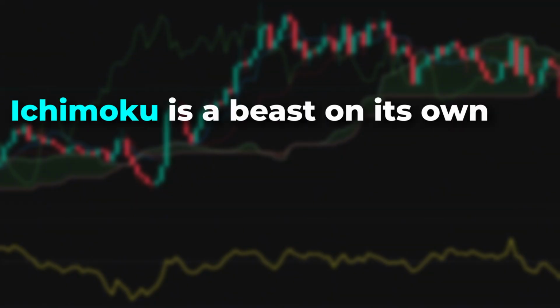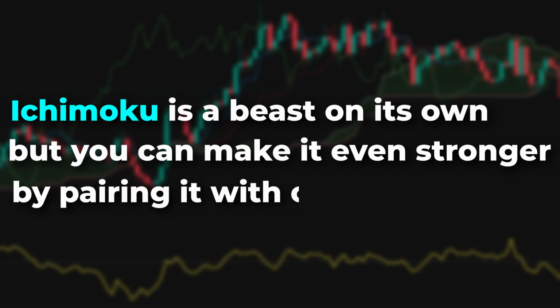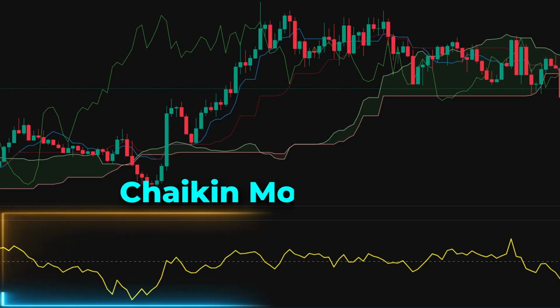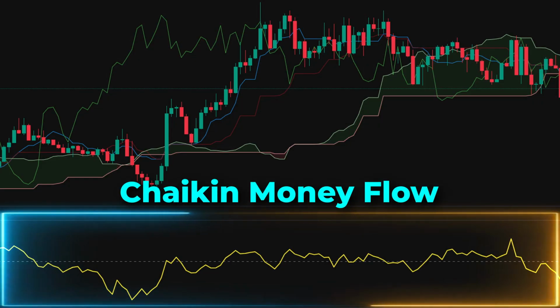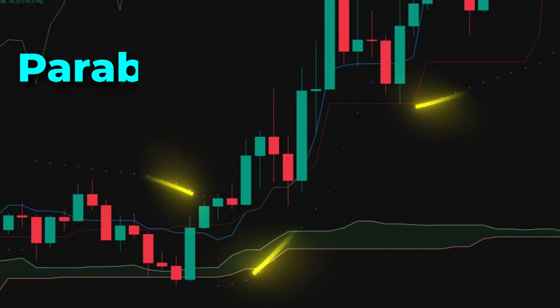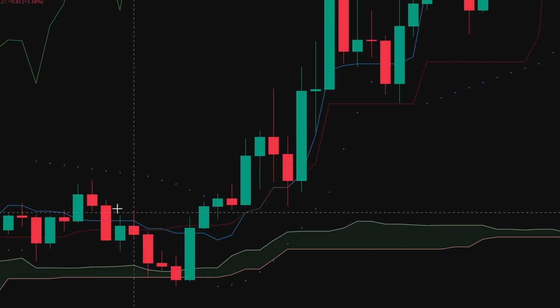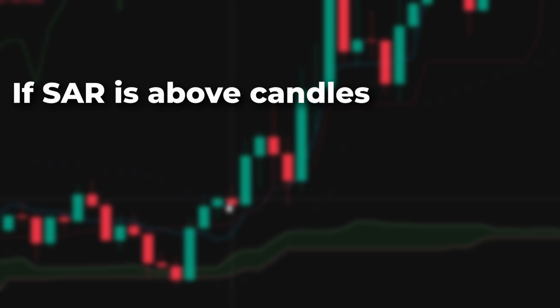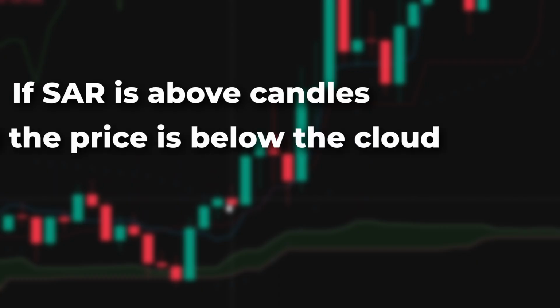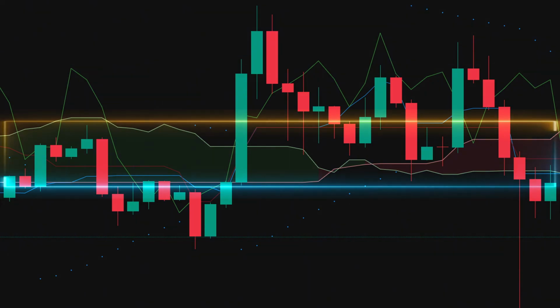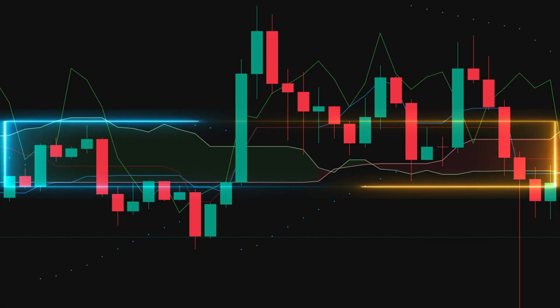Ichimoku is a beast on its own, but you can make it even stronger by pairing it with other tools. Chikou money flow, use it to check if volume backs your trade. Parabolic SAR, this confirms entries. If SAR is below candles and the price is above the cloud, it's a stronger buy. If SAR is above candles and the price is below the cloud, it's a solid sell. Ignore signals if the price is inside the cloud.